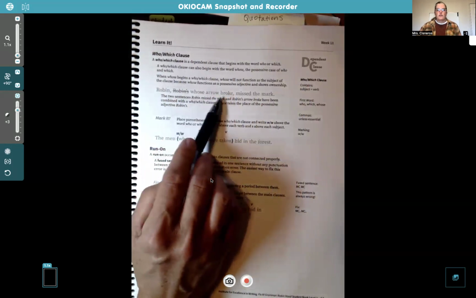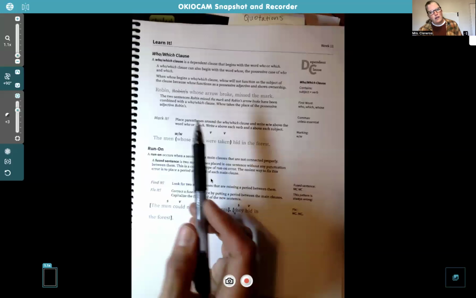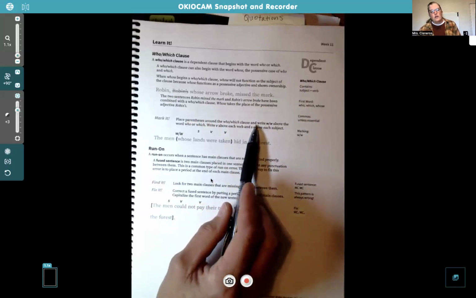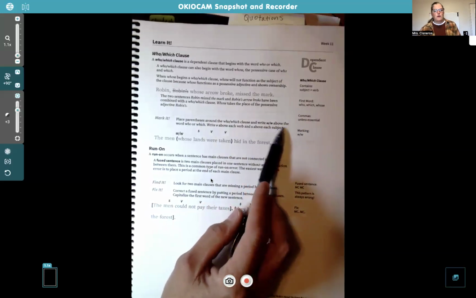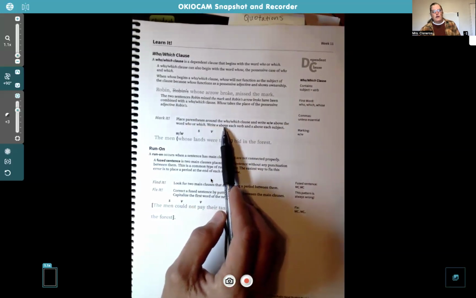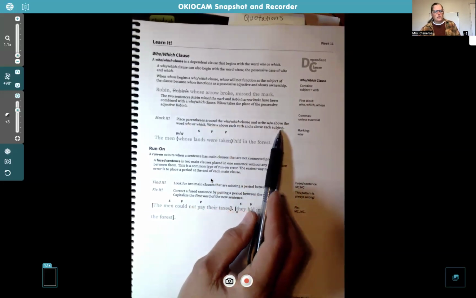Okay, so it's a little bit different than what you're used to, but you're going to mark it exactly the same. Place parentheses around the who, which clause. Write W/W above the word who or which or whose, right? Write V above each verb and S above each subject.